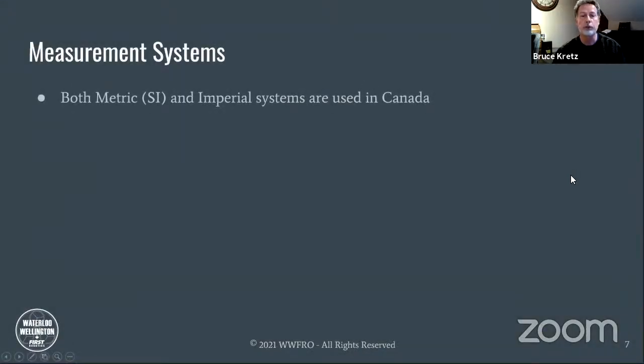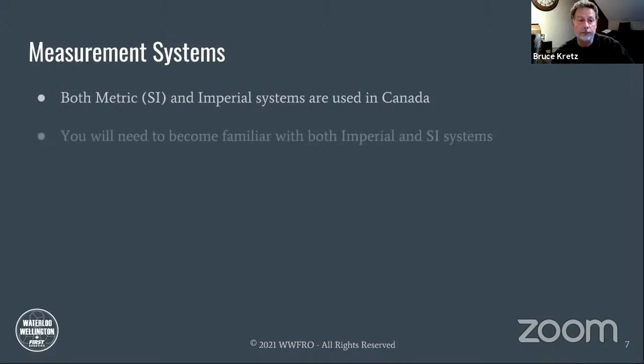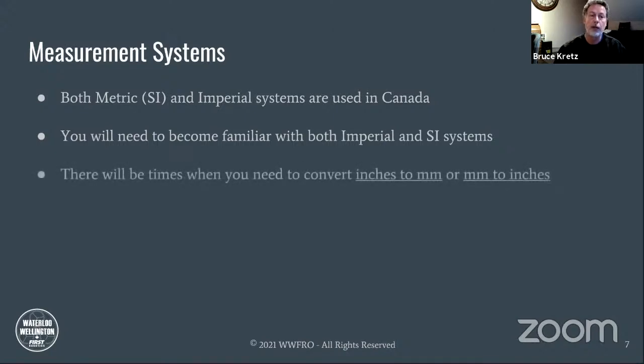Both metric and imperial systems are used in Canada. You'll need to become familiar with both imperial and SI systems, and there will be times when you need to convert inches to millimeters or millimeters to inches.